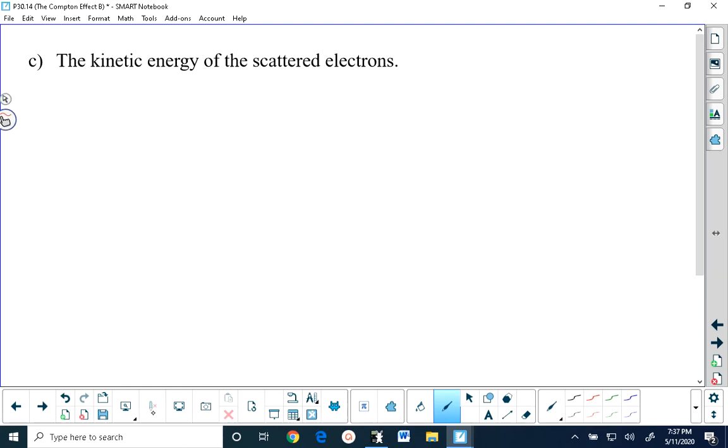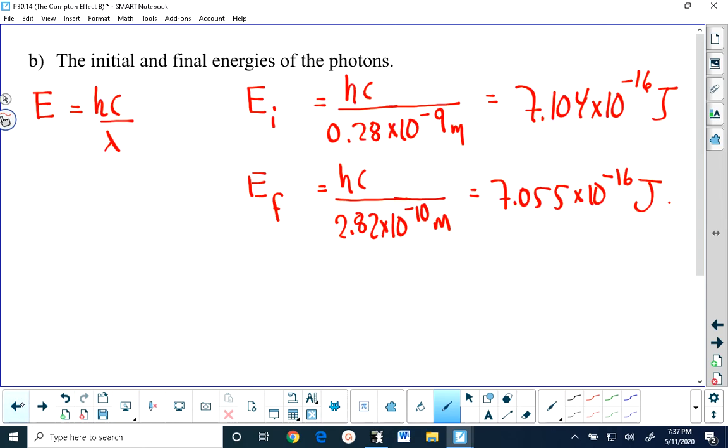All right, let's take a look at C. What is the kinetic energy of the scattered electrons? Well, if we go back and take a look at the two energies we calculated here, the photon had 7.104 multiplied by 10 to the negative 16 joules of energy before it collided with the electron. And after the photon collided with the electron, the photon had only 7.055 times 10 to the negative 16 joules. It's that loss in energy that goes into the kinetic energy of the electron.